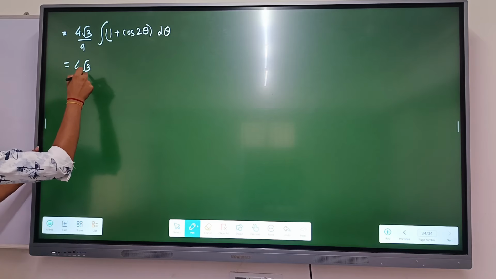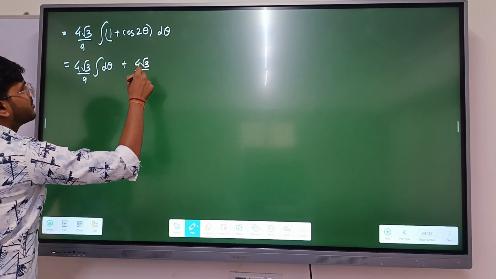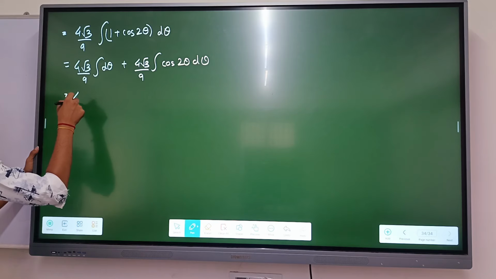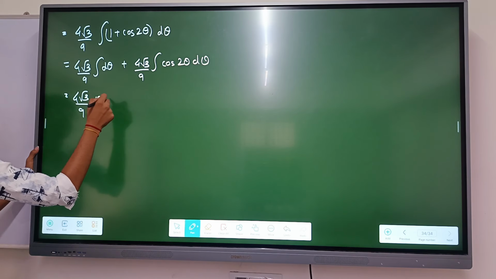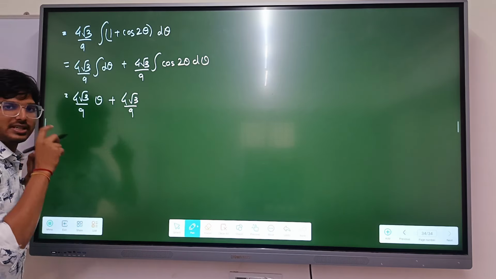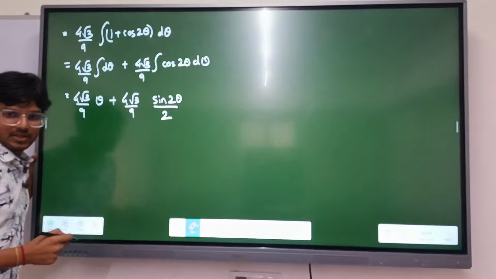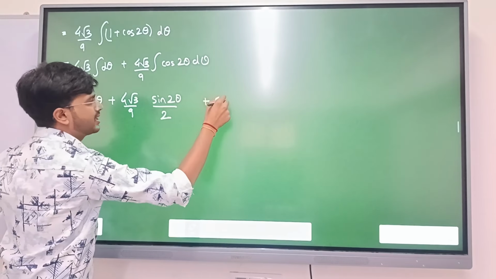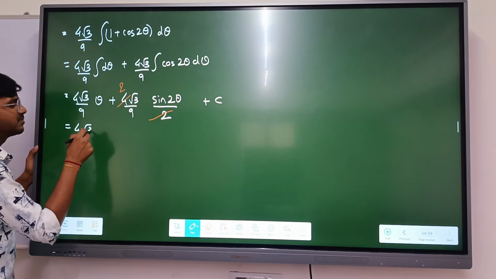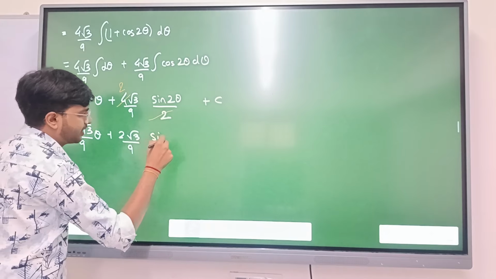So 4 root 3 by 9 integration 1 into d theta plus 4 root 3 by 9 integration cos 2 theta d theta. So this will be 4 root 3 by 9 theta plus 4 root 3 by 9 times the integration of cos 2 theta, which is sin 2 theta divided by 2. Whatever is the coefficient comes in the denominator, plus c. 2 2s are 4: 4 root 3 by 9 theta plus 2 root 3 by 9 sin 2 theta.